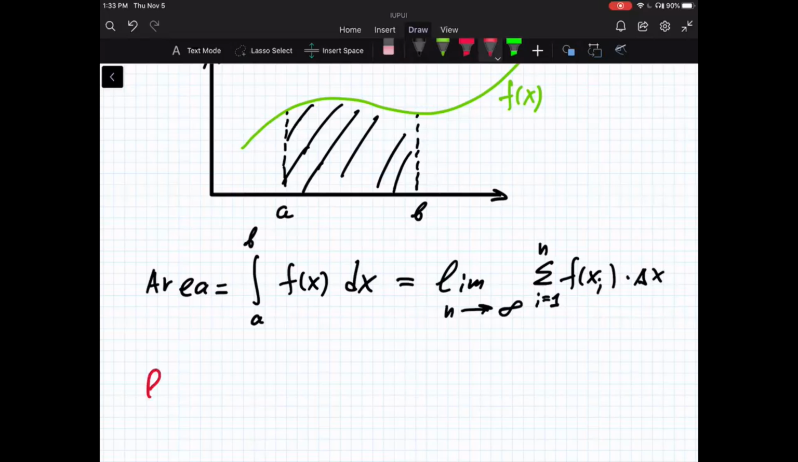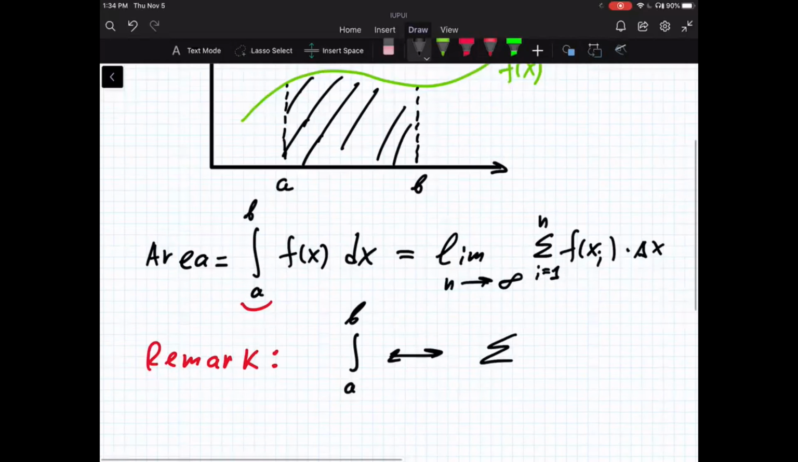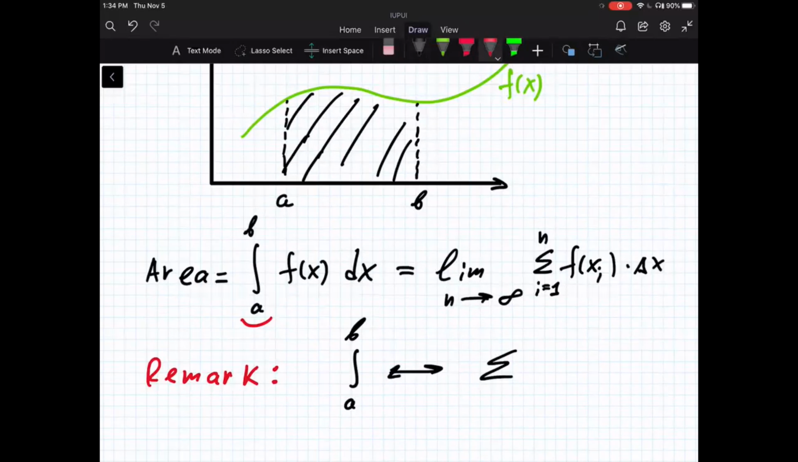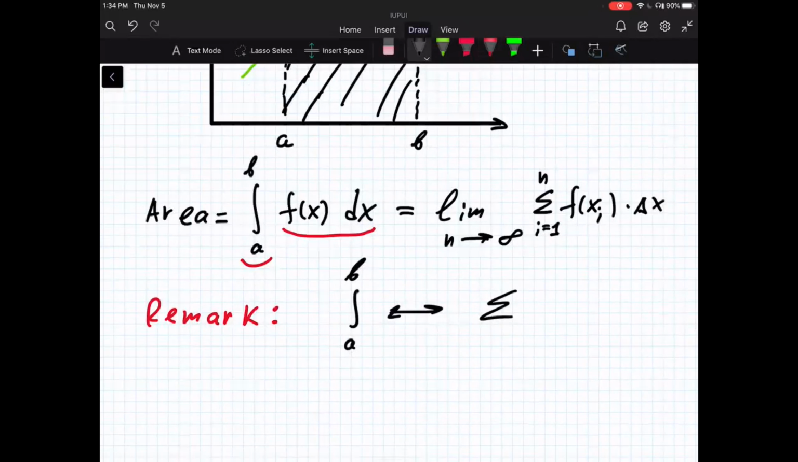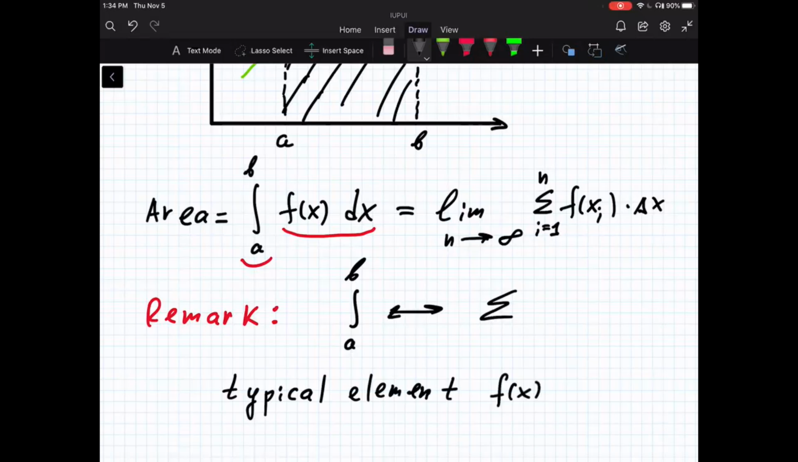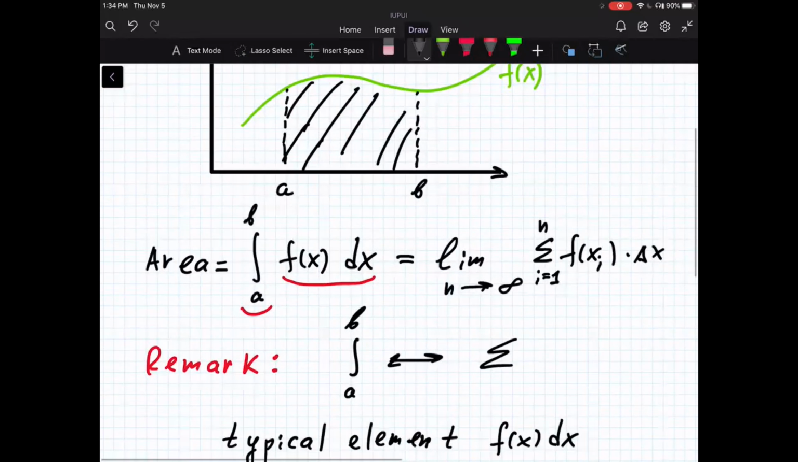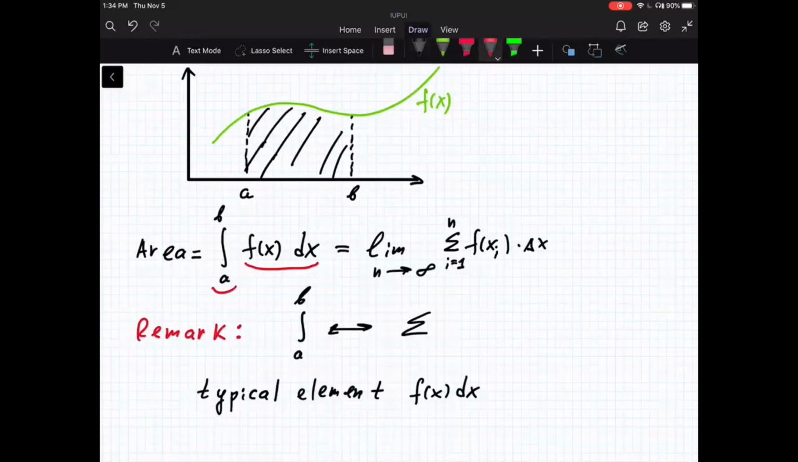So this is a remark that will be quite useful. This part of the integral corresponds to the summation of small areas of rectangles. While this part, f of x times dx, is what is called the typical element. f of x dx represents, in fact, just the area of the standard rectangle.